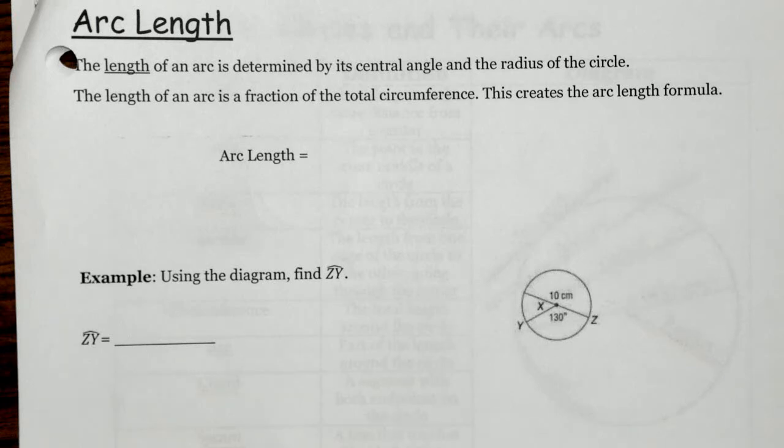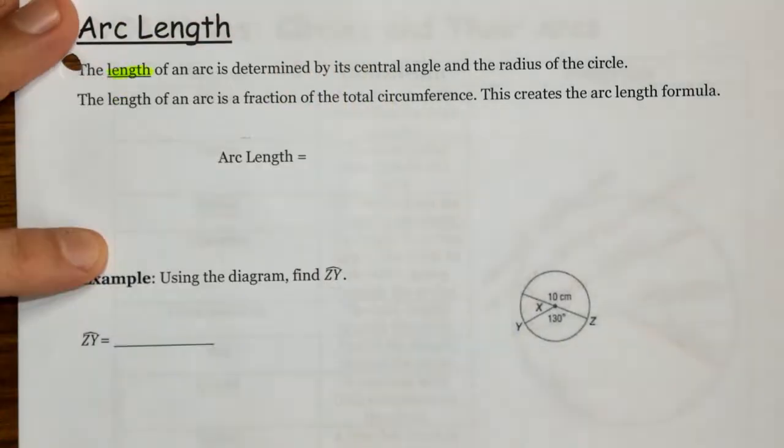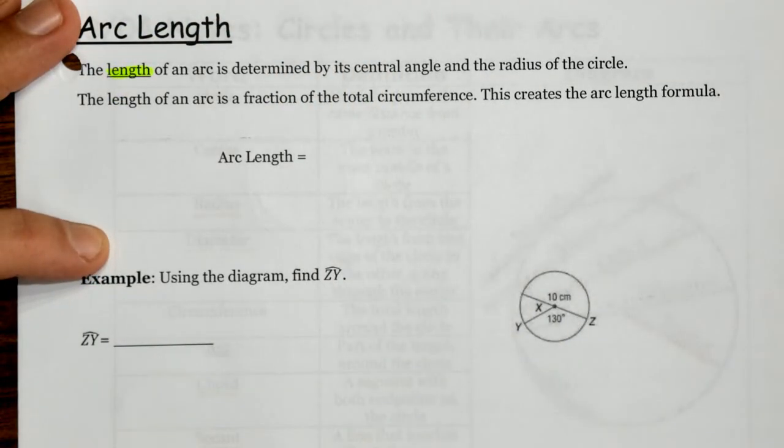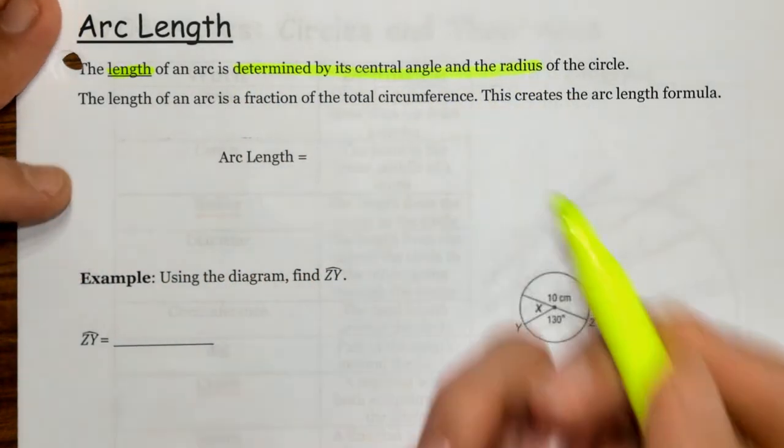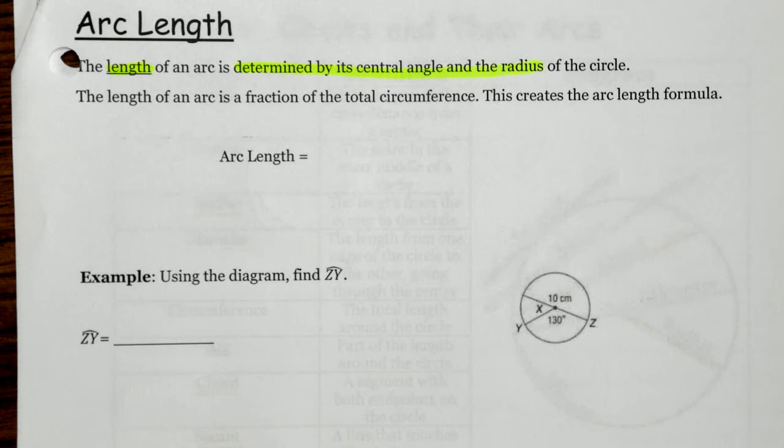Now, if you're looking at an assignment or doing your quiz and you see length, you want to make sure that you come to this section here. You want to look at measure or length. Which one do they want? The length of your arc is not only determined by the central angle, but also the radius. So now they have to give us a measurement of that radius. It's also going to be a fraction of your total circumference.